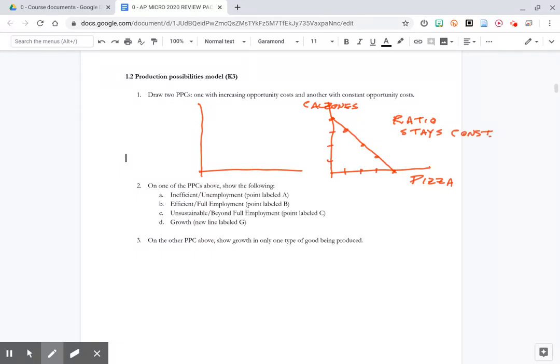So in other words, when you go down the line, the ratio of what you gave up stays exactly the same. And it stays the same both ways. So if you start giving up pizzas, going this way, then you get the same amount of calzones throughout the entire range of all the pizzas that you make. So that's why we call it constant opportunity costs.